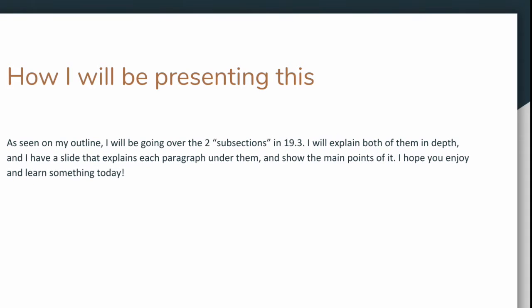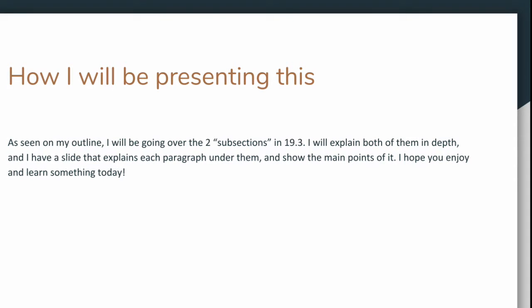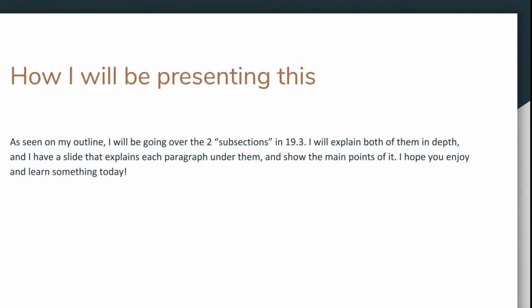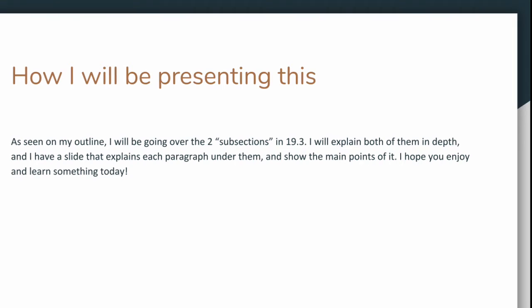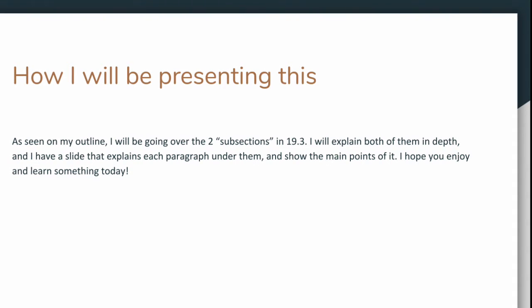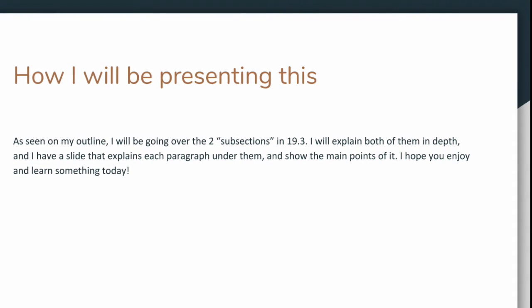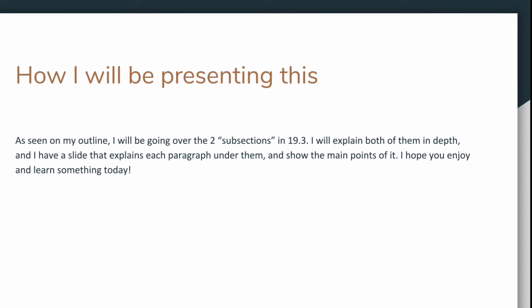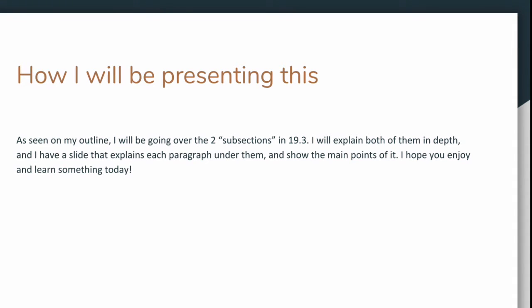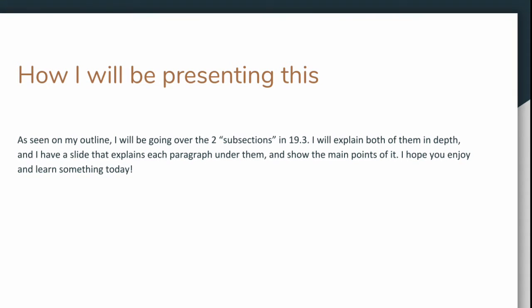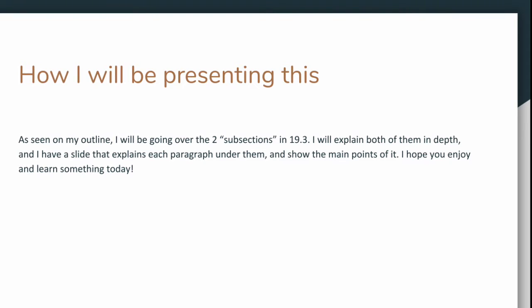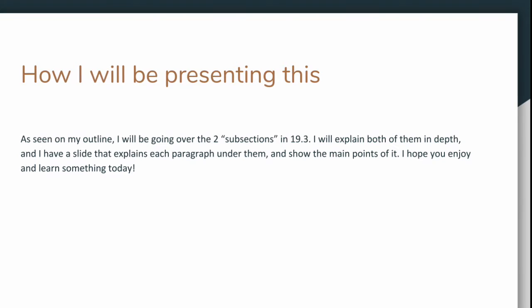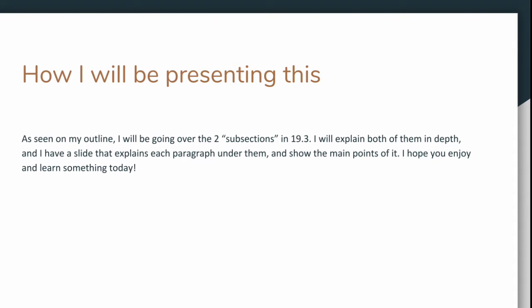As seen on my outline, which I turned in separately, I will be going over the two subsections. The first one is perceived ideal and actual inequalities, and the second one is why inequalities are unfair. They're both in 19.3. I will be explaining both of them in depth, and I have a slide for each paragraph underneath the subsections and the main points of each paragraph. For example, for perceived ideal and actual inequalities, for each paragraph I kind of go through and take out the main points that are the most vocal throughout everything, and I'm going to go into depth with them.